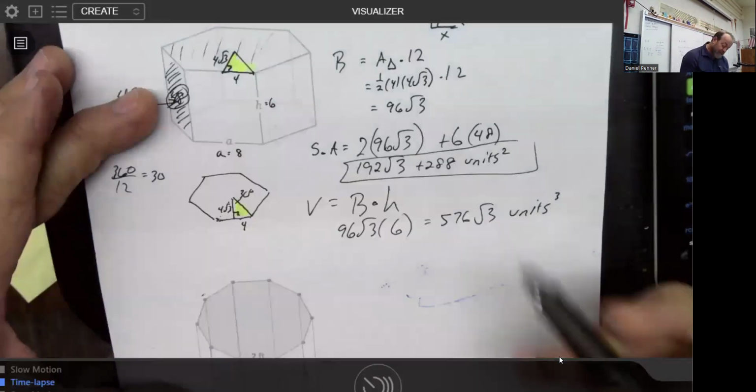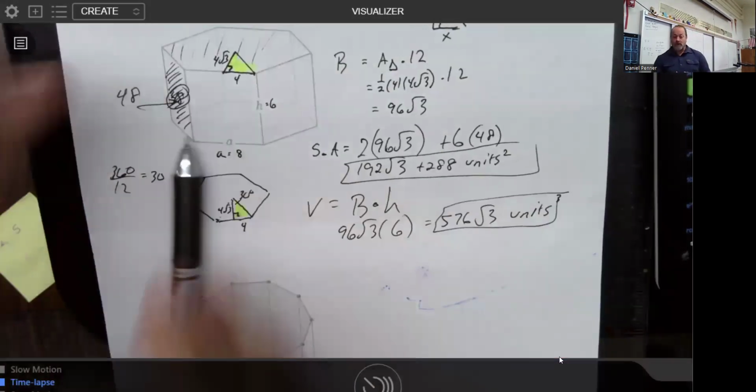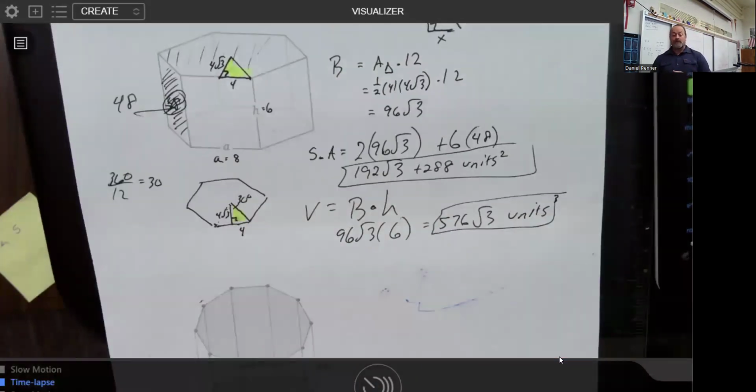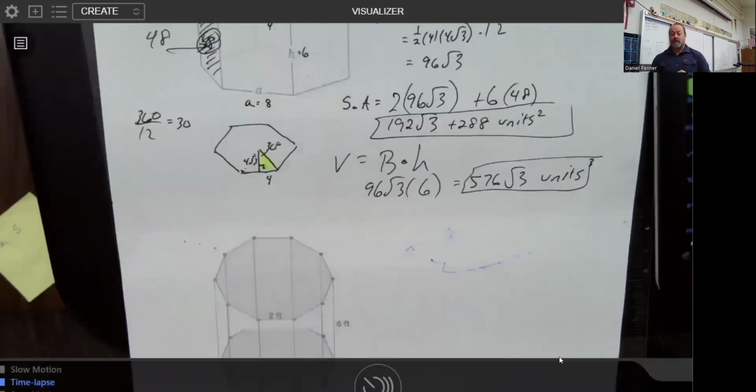And we are done. We just found the surface area and the volume of that hexagonal prism, and we needed the fact that that was a 30, 60, 90 problem. You're going to notice one down here that is not a hexagon. That'll be for another video where we have to use a little bit of trigonometry.